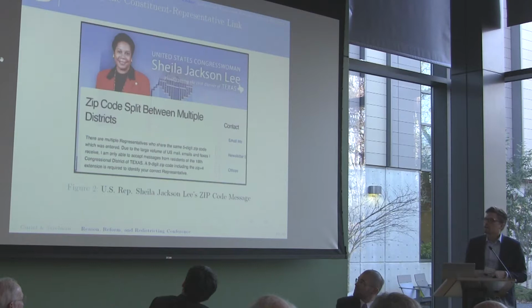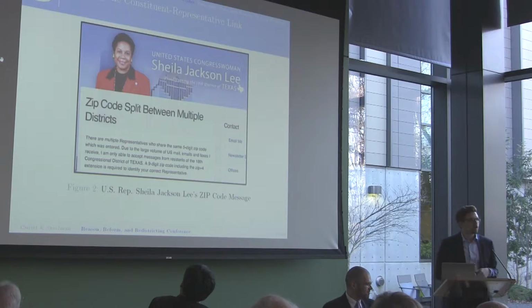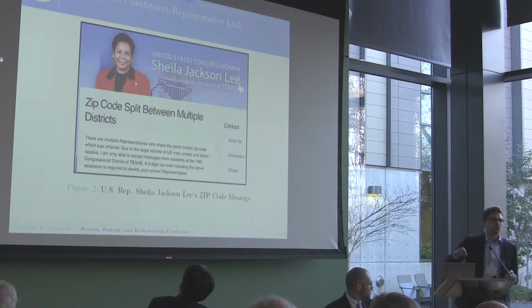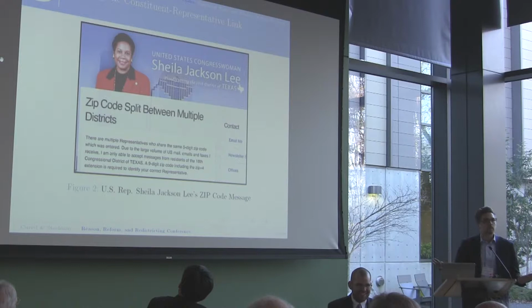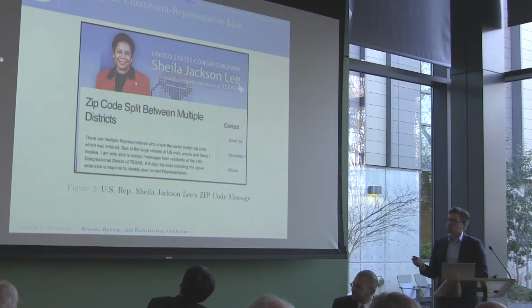So here, this is Sheila Jackson Lee's congressional website, where she explicitly states that the zip code you are from is split between multiple congressional districts, and if you send me mail and you live in one of the other districts that that zip code is a part of, I will just throw your mail out. Now, she tries to make it sound like a courtesy. She says, out of courtesy to the other members, I would hate to read their mail, so I'll just throw it out for you.